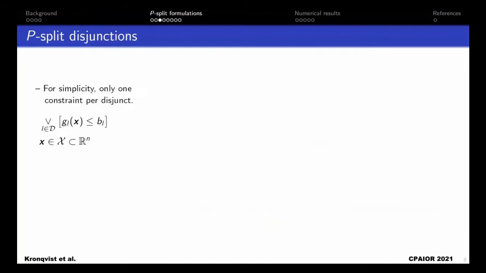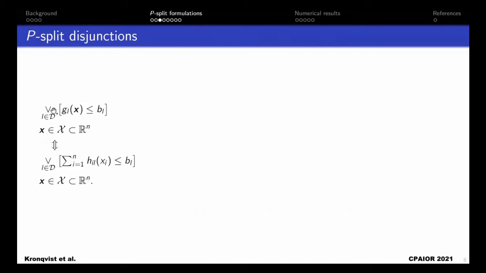Okay, next we will go through the derivation of the Psplit formulations. And now for simplicity, we only consider disjunctions with one constraint per disjunct. However, the same technique can also easily be applied to disjunctions with multiple constraints. But then it is easy to get lost in the indices, so here I want to keep it as simple as possible.